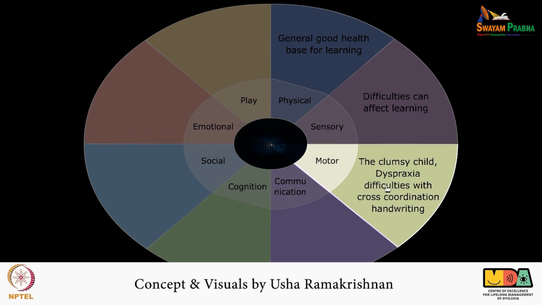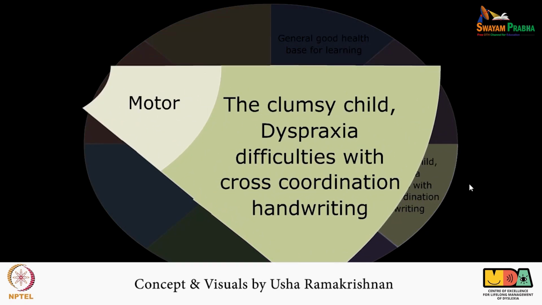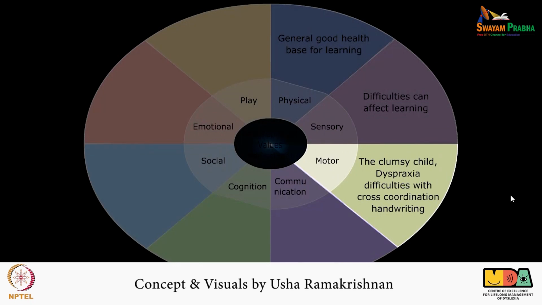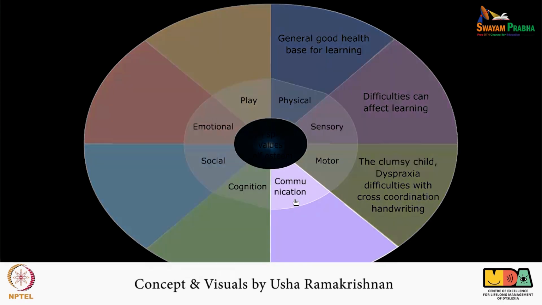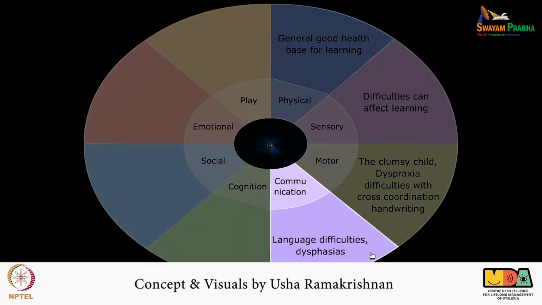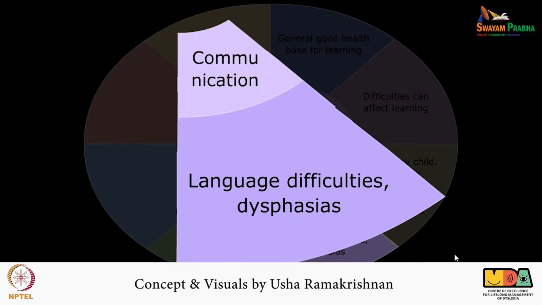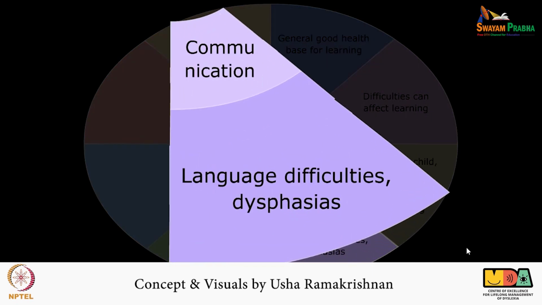Why is motor involved? You see a clumsy child, you say dyspraxia. If his gross and fine motor skills are not there, you will see difficulties with cross coordination. This is at 3 years. The child must be able to jump, climb, skip, hop. That is not there. So motor areas can get affected. Why is communication involved? The child might have difficulties with the dysphasias.